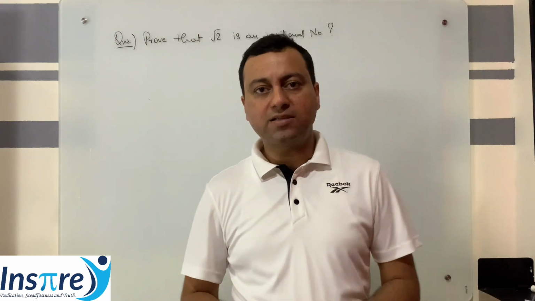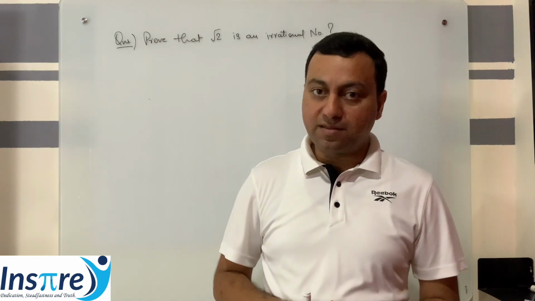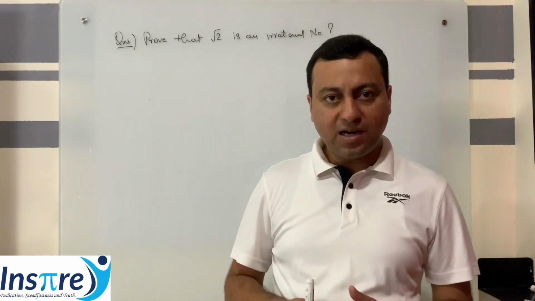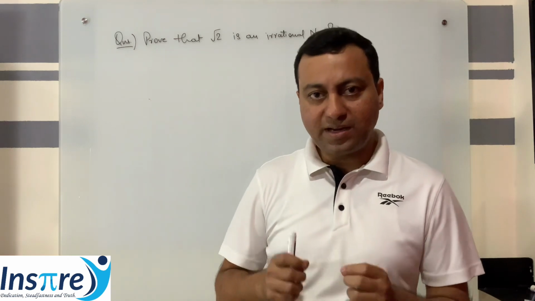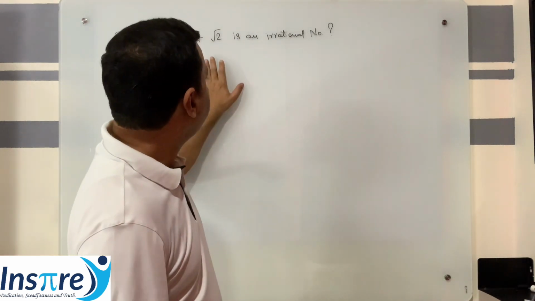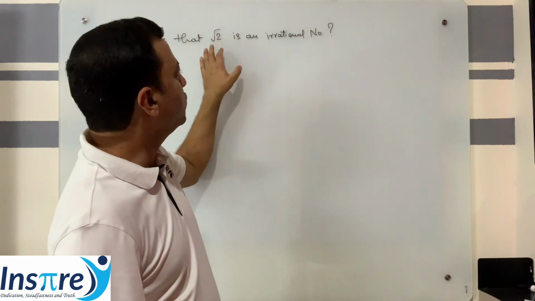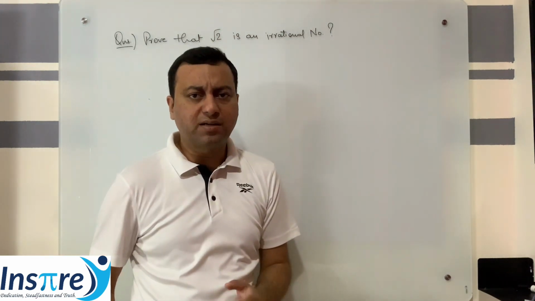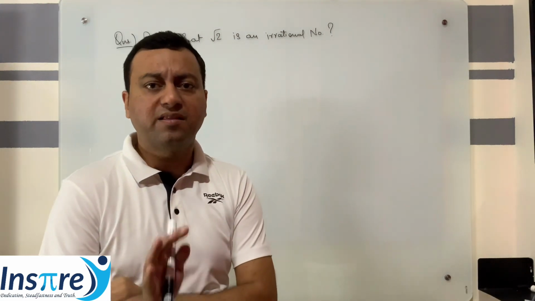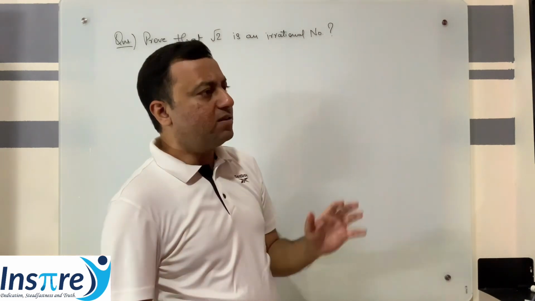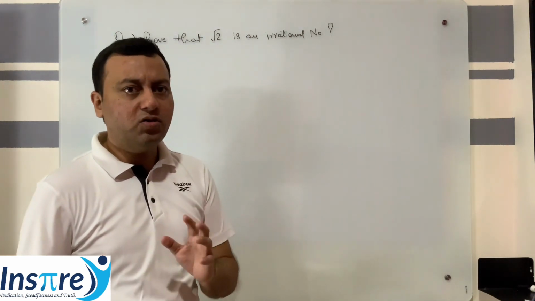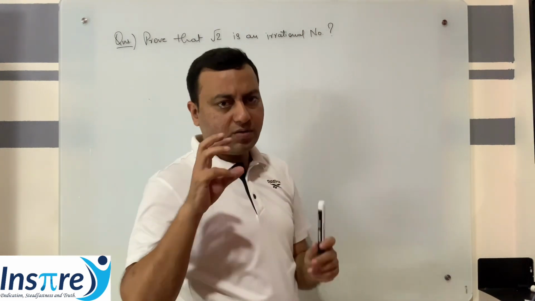In this series I'm going to discuss the most frequent questions asked in the grade 10th CBSE exam. I'm going to start with real numbers, and the most frequent question from real numbers is to prove that root 2 is an irrational number. Instead of root 2 they can ask root 3, root 5, anything, but the method will be the same.